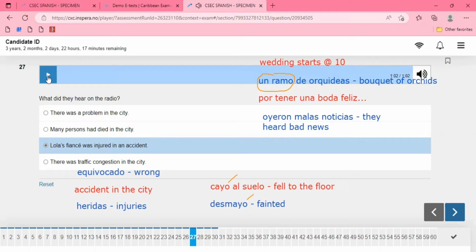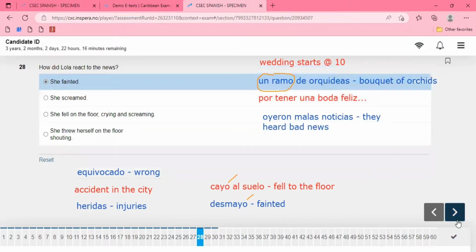All right, great. So just to go over these responses. So we're fine with this. We heard that some persons had been hurt and that Enrique was one of them. Yes, so it was Lola fainted, because when I re-listened to it, I paid specific attention to the fact that they said she lost consciousness, so she just fainted. That was it. She didn't just fall and start screaming and crying. She fainted.